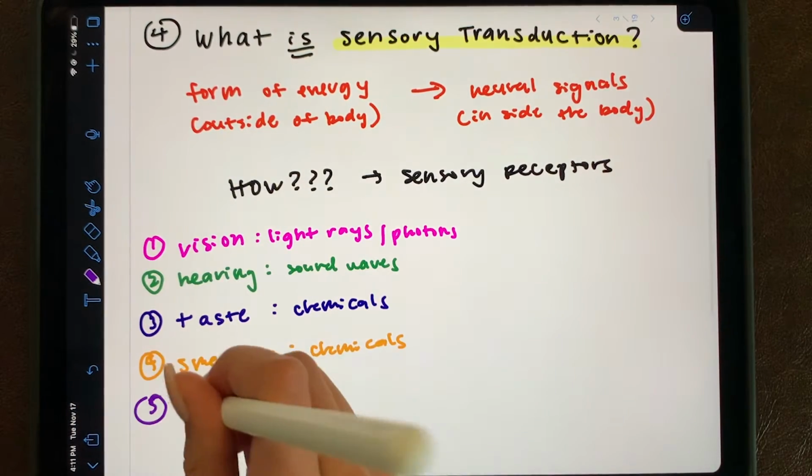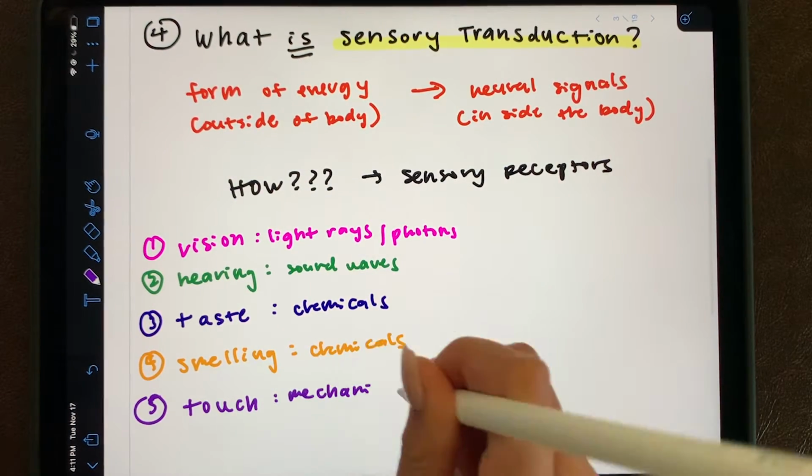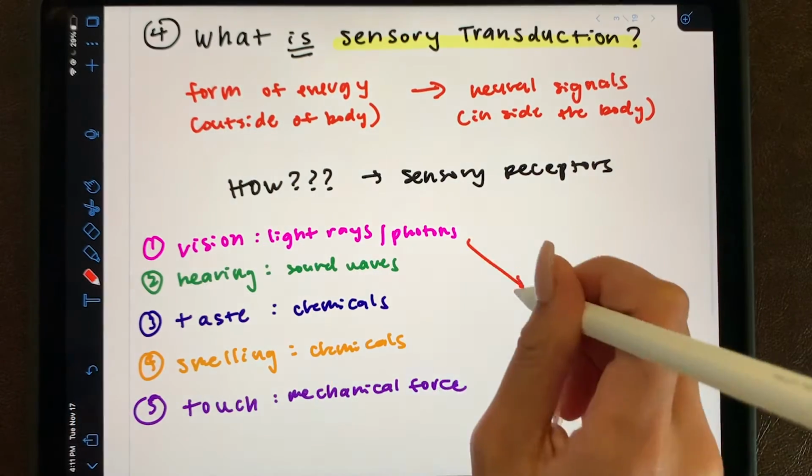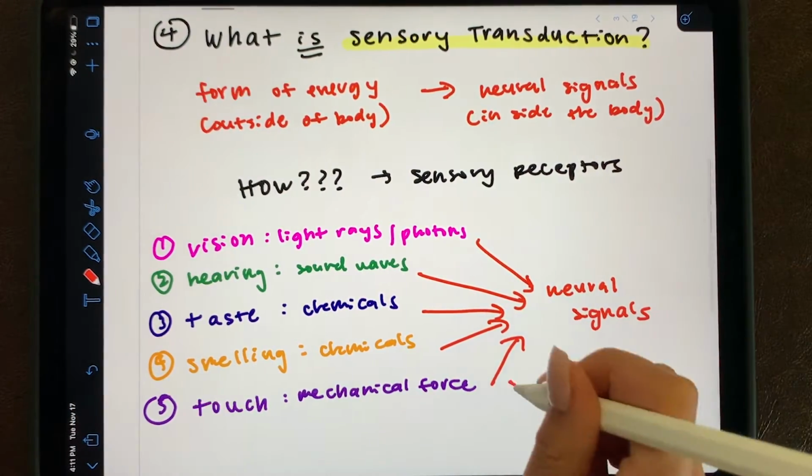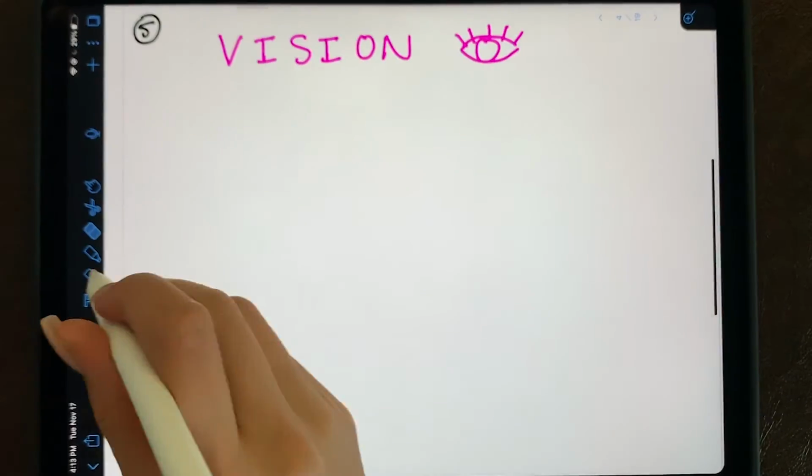Although each sense differs on what form of energy they receive and what receptors are activated as a result, it is important to understand that all senses have the same end goal: to convert whatever form of energy they receive into neural signals for our body to process. So let's take a look at all these senses individually.